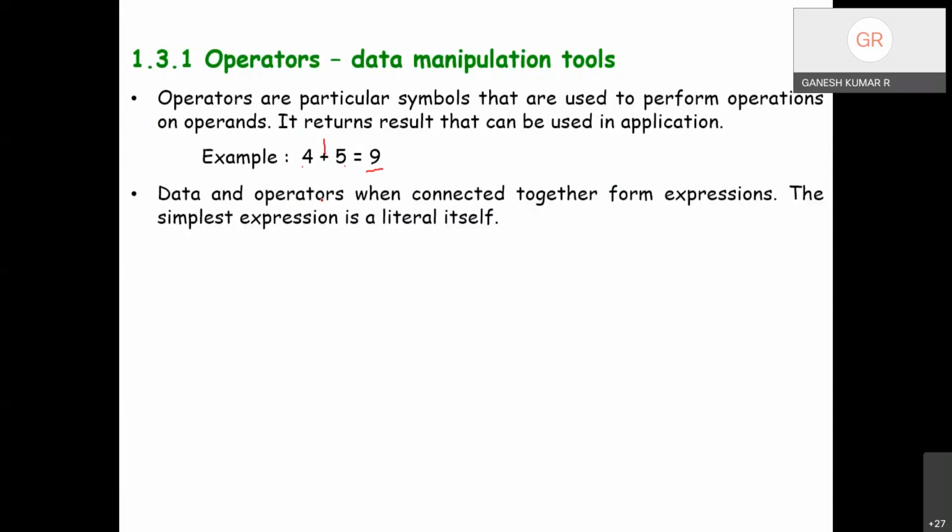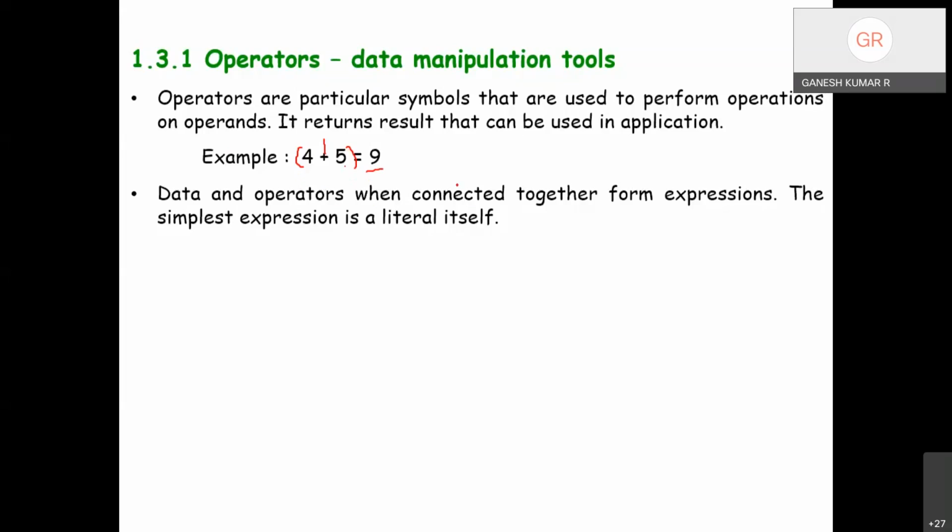Data and operators, that is operands and operators, are connected together to form an expression. For example, 4 plus 5 is a simple expression. ax square plus bx plus c is equal to 0 is an expression. Here plus is an operator that connects the two operands ax square and bx. So the data and operators are connected together to form an expression.